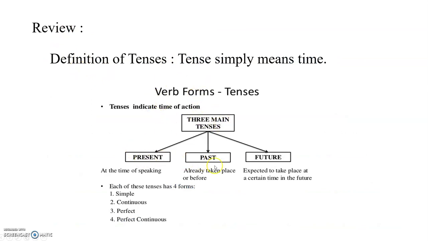Tenses are of three kinds: present, past, future. Present is at the time of speaking, past has already taken place, and future is expected to take place in the future. Each of these tenses has four types: simple present, present continuous, present perfect, and present perfect continuous. Likewise in past tense: simple past, past continuous, past perfect, and past perfect continuous. And future: simple future, future continuous, future perfect, and future perfect continuous.